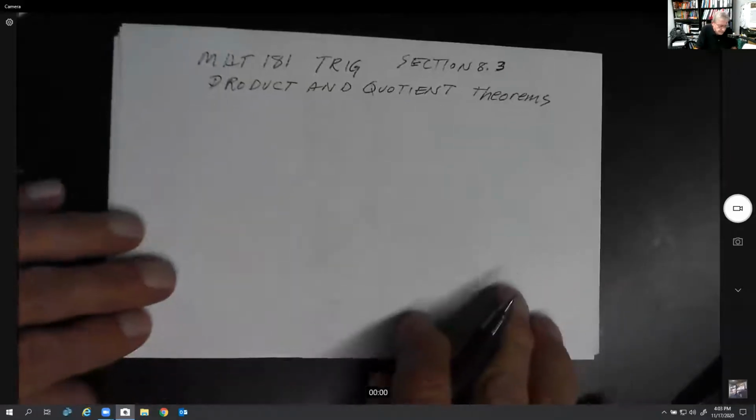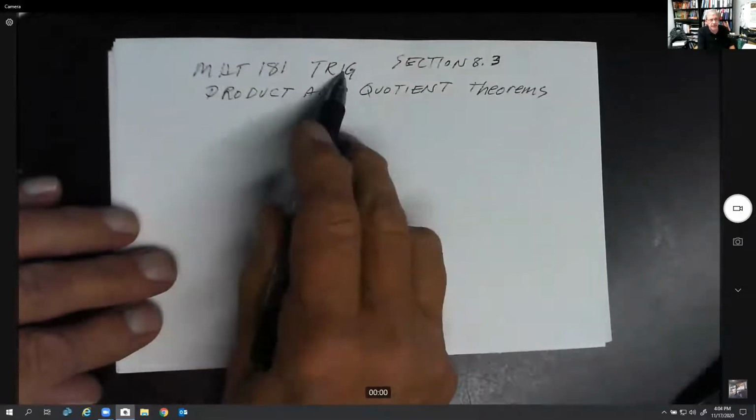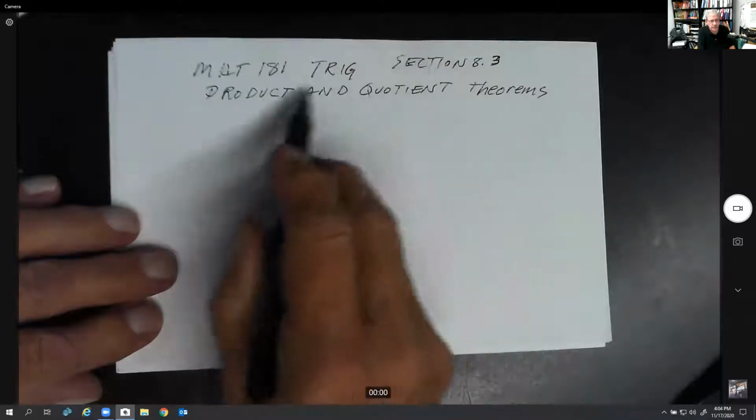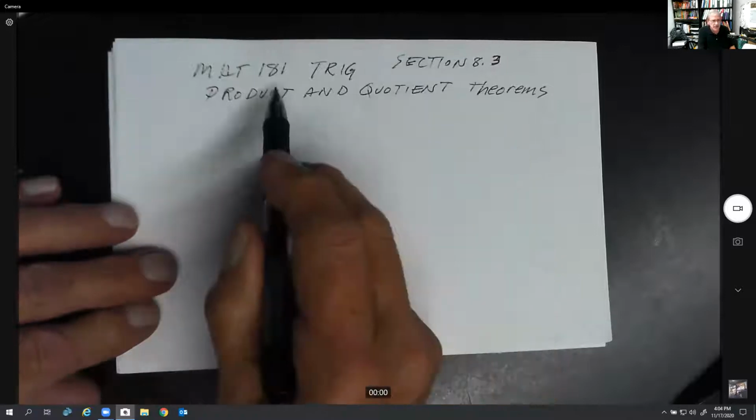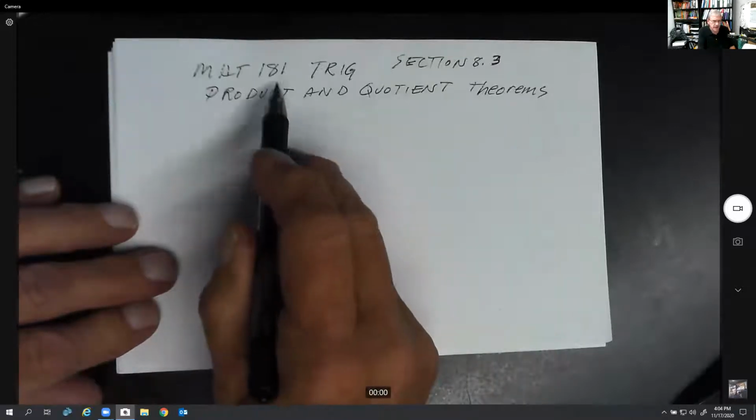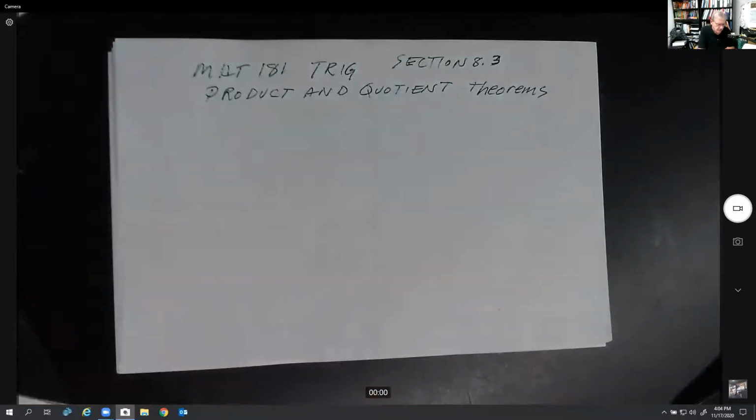Well, we're going to discuss MAT181 trig, section 8.3, product and quotient theorems. These are two separate theorems, the product theorem and the quotient theorem. It's kind of an interesting little thing here. What they did is they took this problem in your book.